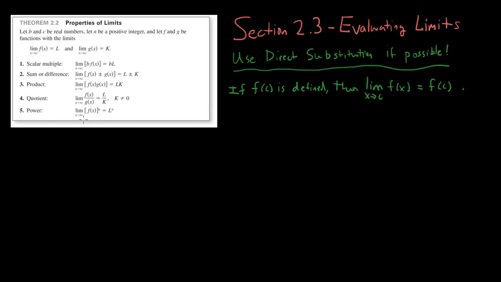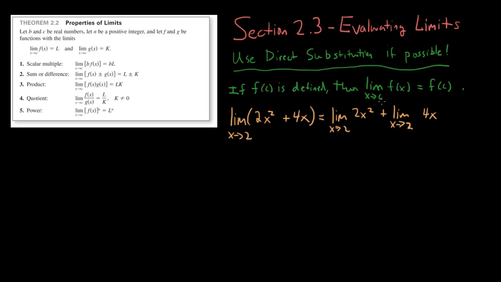Let's say we have the limit as x approaches 2 of, let's say 2x squared plus 4x. Okay? Just a polynomial. Now, clearly, this polynomial is defined at x equal 2. C is 2, and we can simply evaluate f of c. But what's going on behind the scenes? Behind the scenes, using part 2 of our theorem 2.2, we could say this is equal to the limit as x approaches 2 of 2x squared plus the limit as x approaches 2 of 4x.